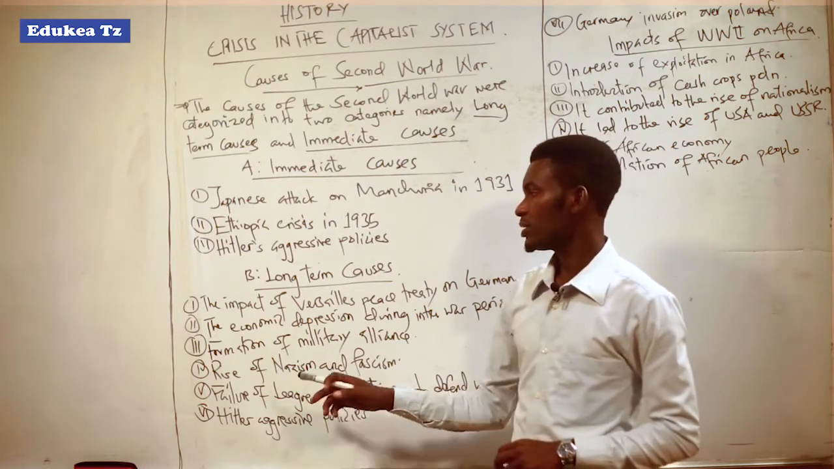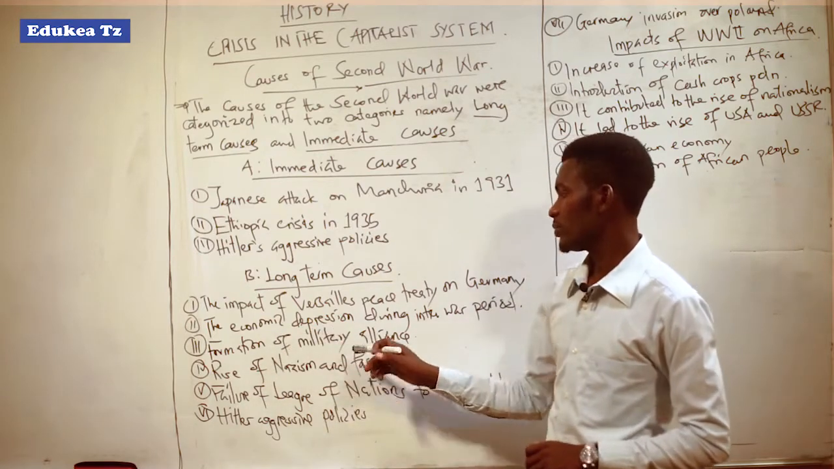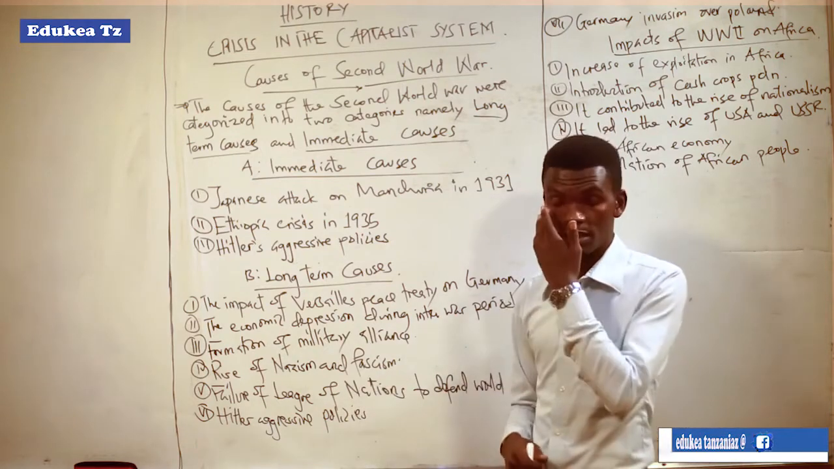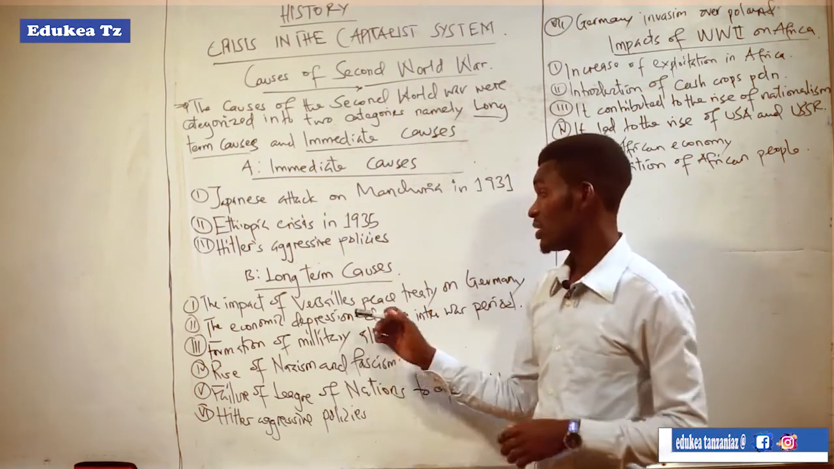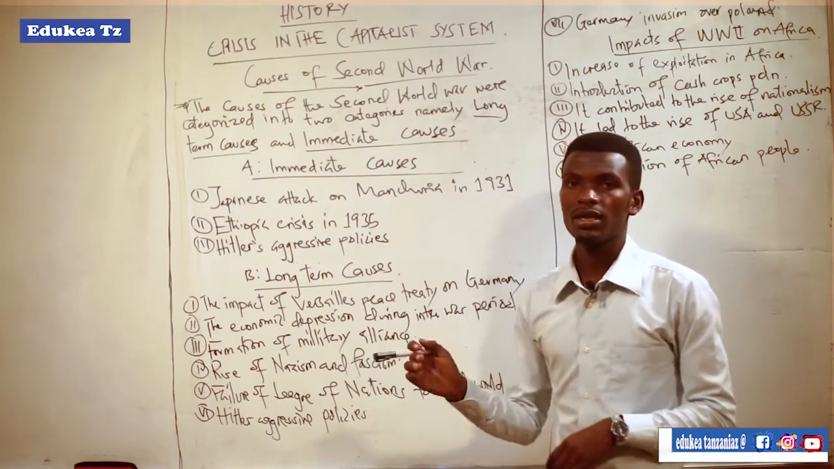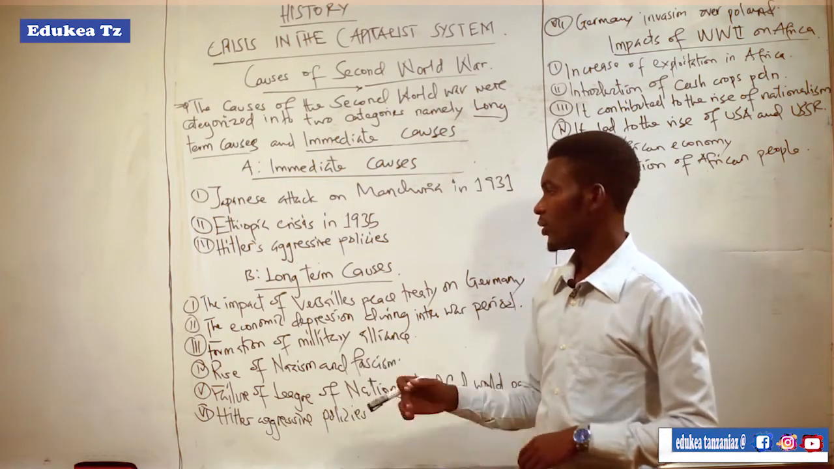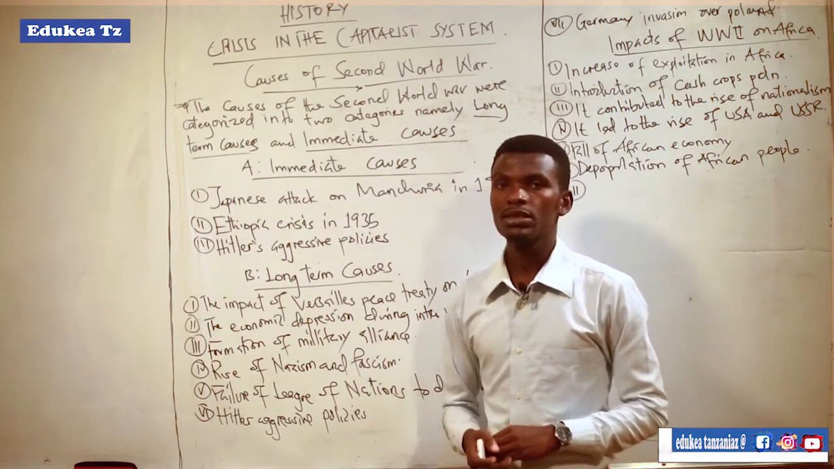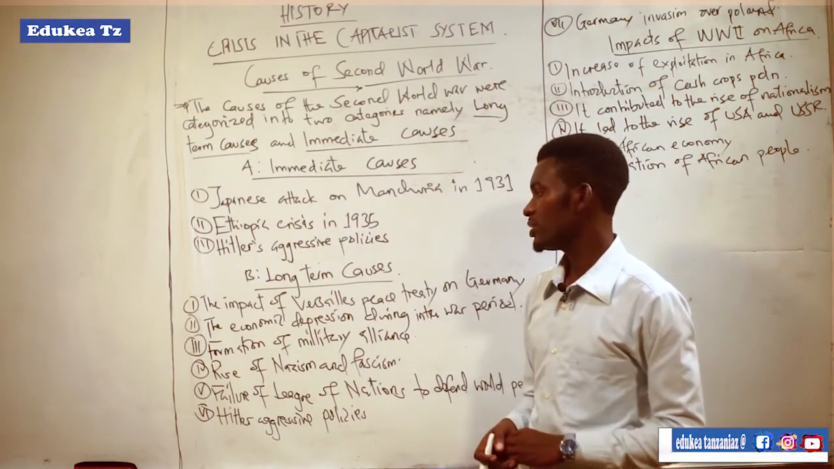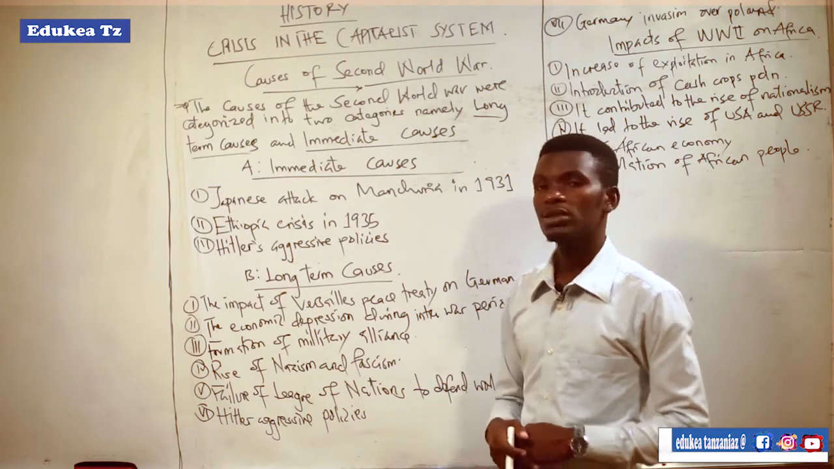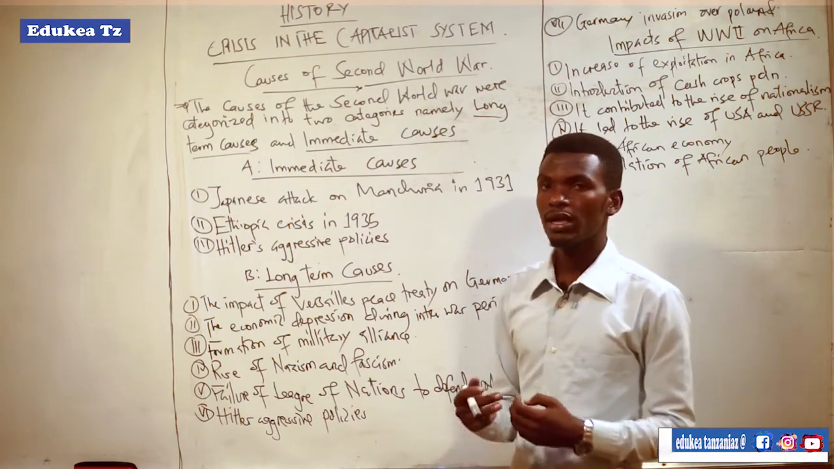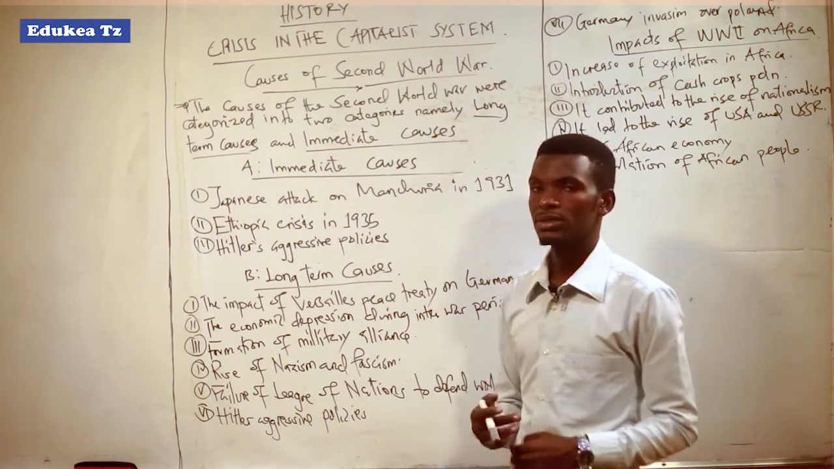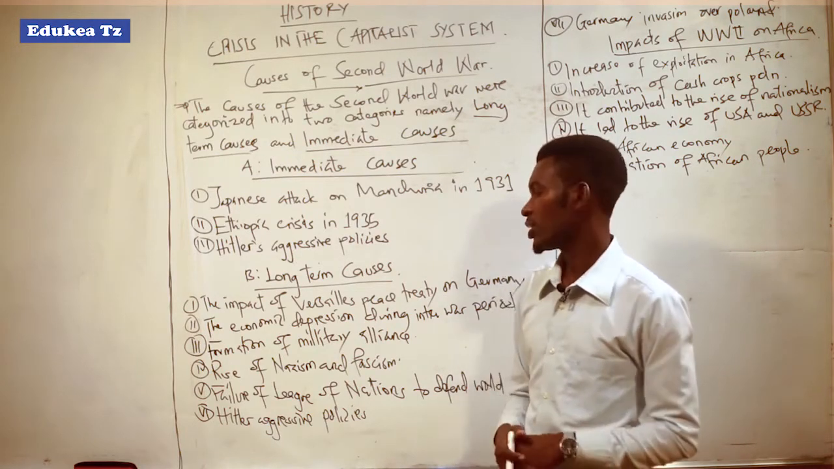But the second long-term cause was the economic depression during the interwar period. It means that there was an economic depression which affected the European nations and other parts of the world. So the leaders in respective countries were made to come up and see how they would curb the situation, or the economic crisis which had affected their countries.